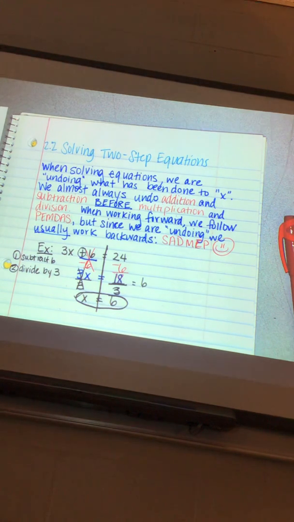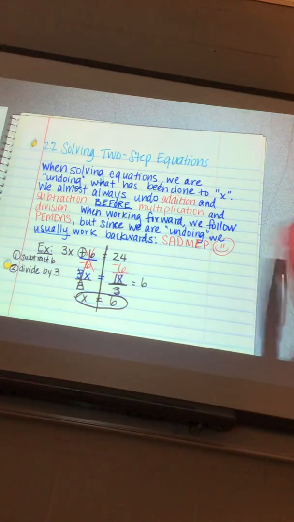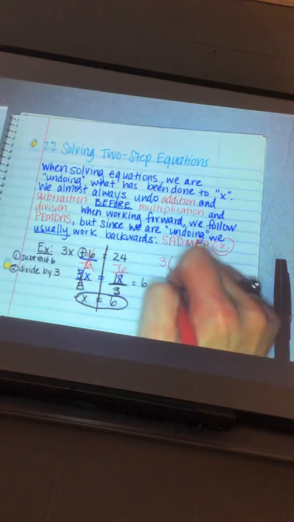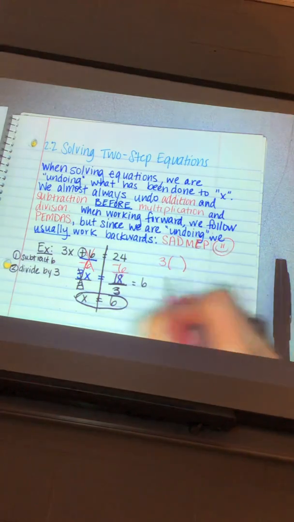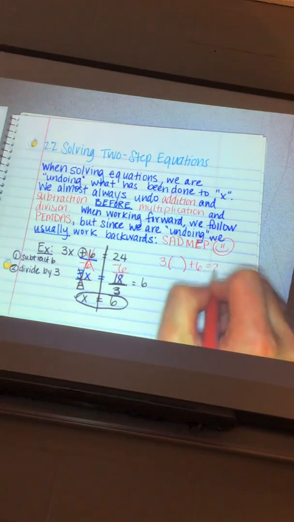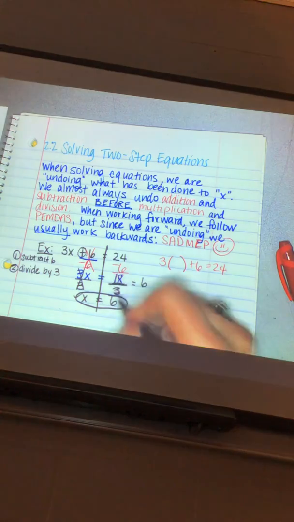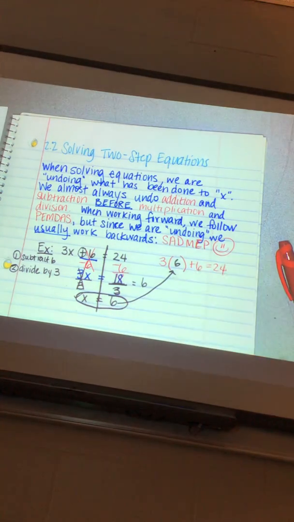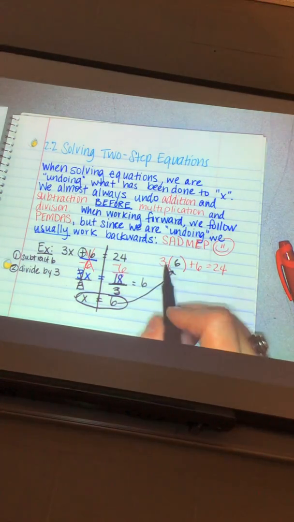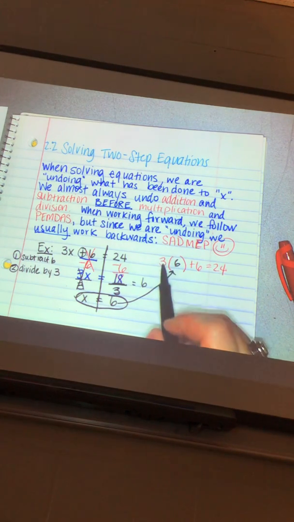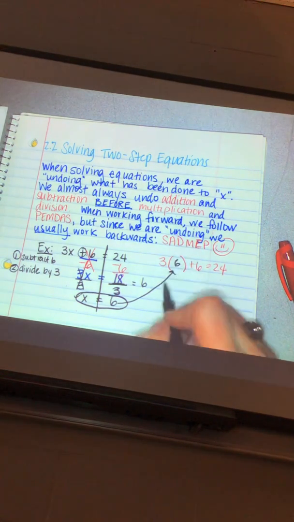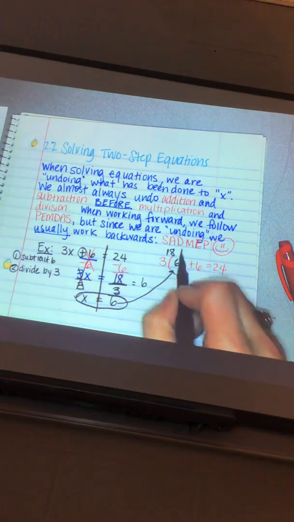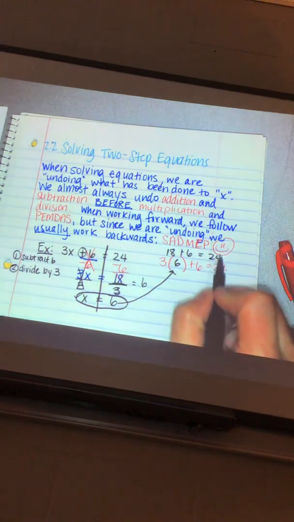Now, what did I teach you last night? You can always go back in and check it with the original problem. So if I do that up here, I'm going to take my original problem, 3 times x, I'll put my x in just a second, plus 6 equals 24. Here's my x, 6. So now we do order of operations regularly because we're checking it. 3 times 6 is 18 plus 6. Does that equal 24? Yes, it does. We were right.